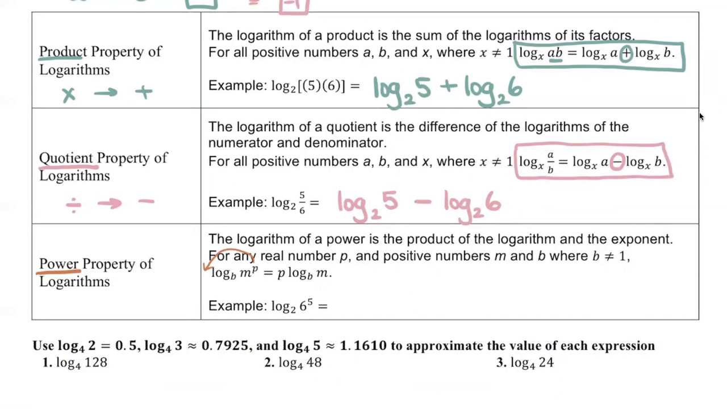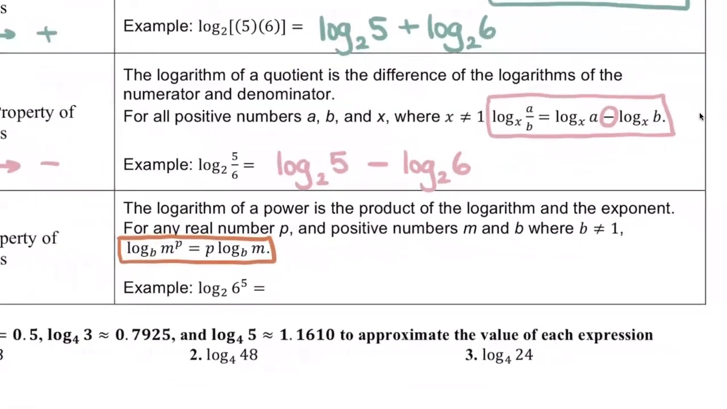All right, so let me give you guys an example. Let me go back and box this again. All right, so for example, if I have log base 2 of 6 to the 5th power, I can bring down that exponent 5 and multiply it in the front. So this becomes 5 times log base 2 of 6. All right, so that's 5 times log base 2 of 6.